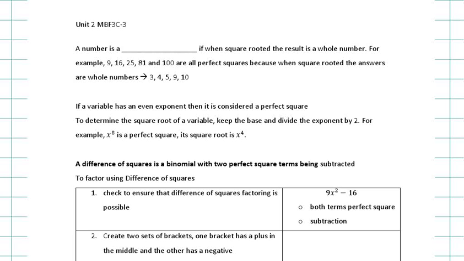Now, the second kind of factoring is called the difference of squares. What does the word square mean to you? When you hear the word square, or a squared term, let's put it that way, what does that mean? Quadratic. Or a term that has a power of 2, right?